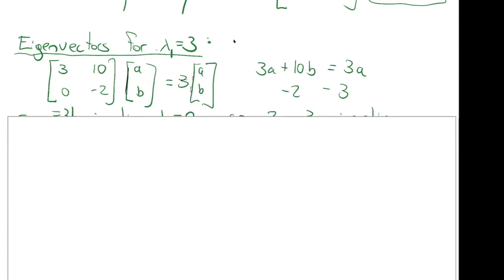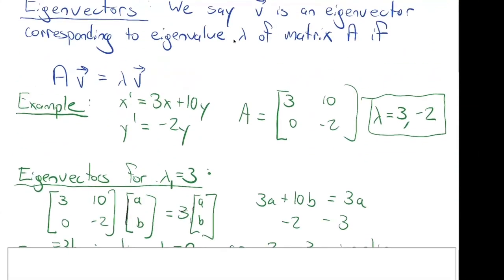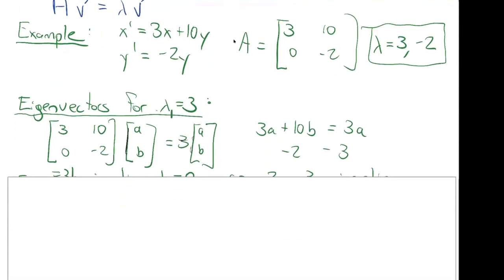So we can start with 3 again. That means in this equation over here, we plug in 3 in place of the lambda, and these were the resulting equations that we get.